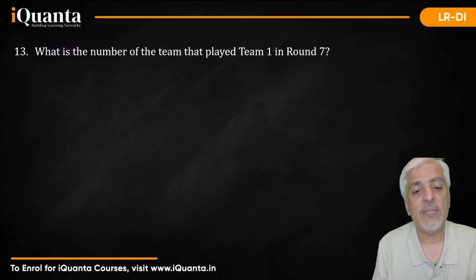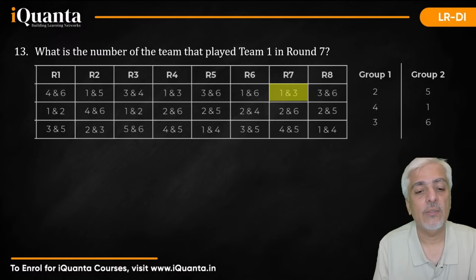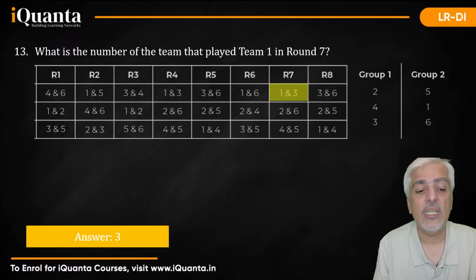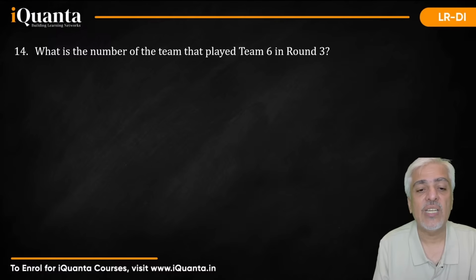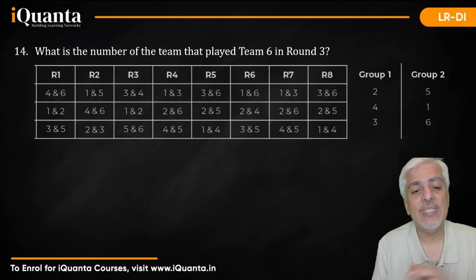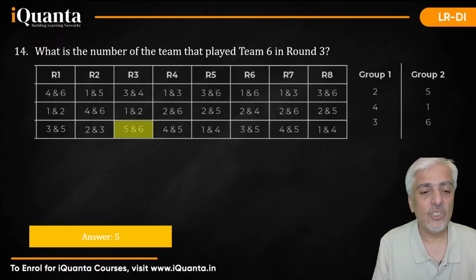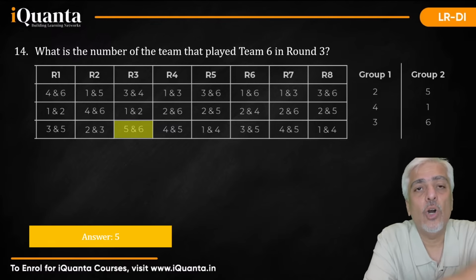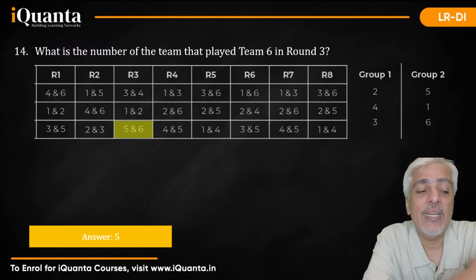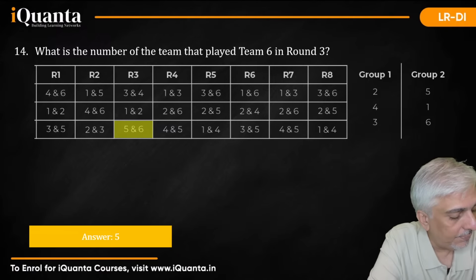Next, what is the number of teams that played team 1 in round 7? Round 7, 1 has played 3. What is the number of teams that played 6 in round 3? 6 in round 3 is 5. Done. So my whole idea is always select sets very carefully and very smartly.